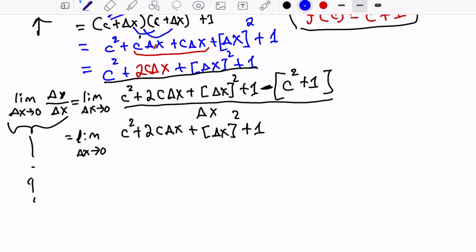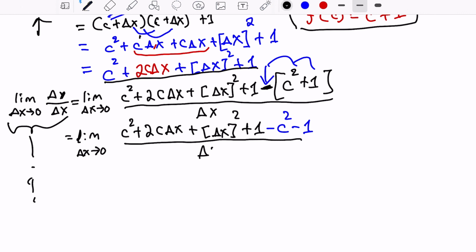And then I have a minus sign here that I need to distribute here and here. So I have a minus c squared minus 1, and that's all over delta x. All right, now that I have that, I'm seeing the relationship here. I can see that c squared and c squared are opposite. Here I have a positive, here I have a negative. They eliminate each other. Here I have a plus 1, and I have a minus 1 there, so they're both eliminating each other.